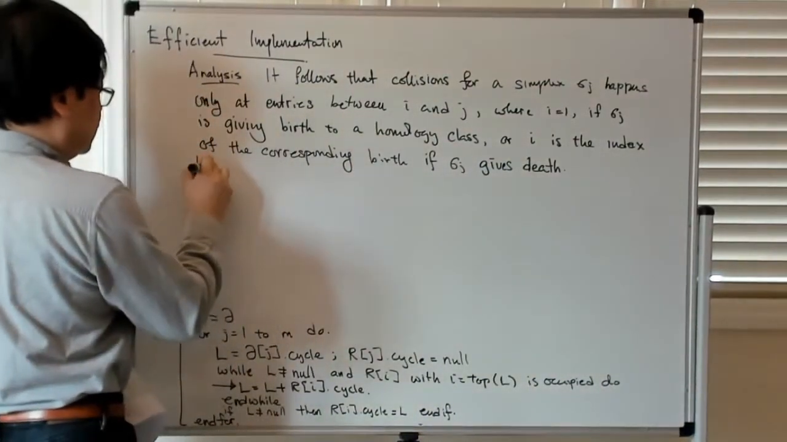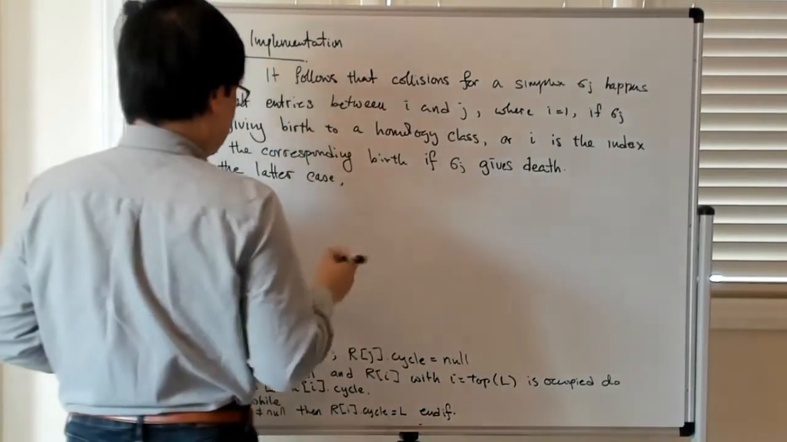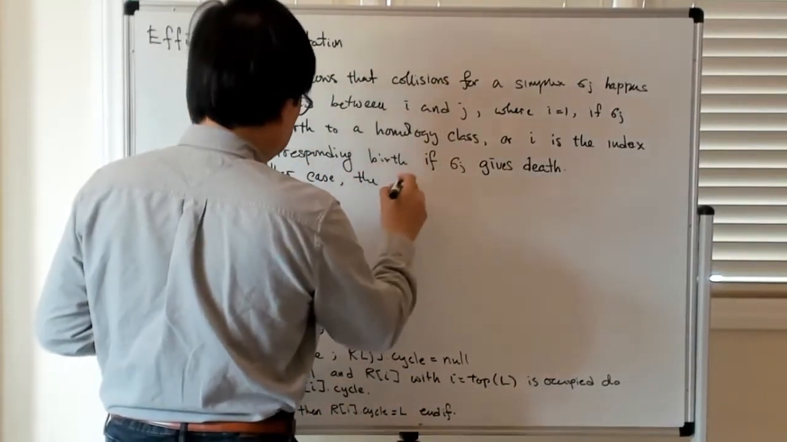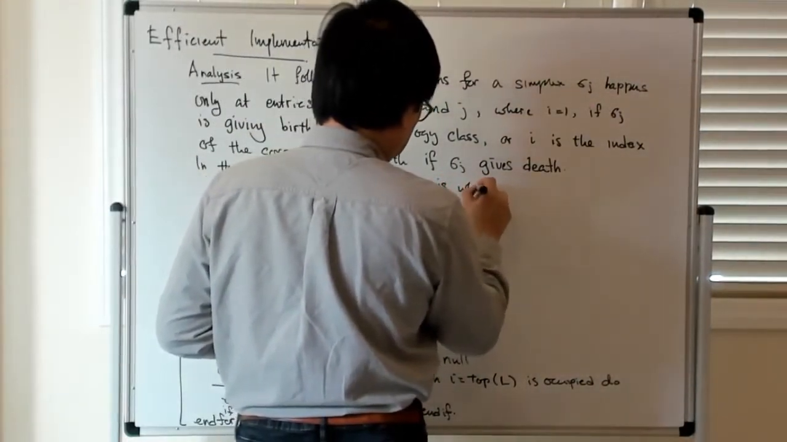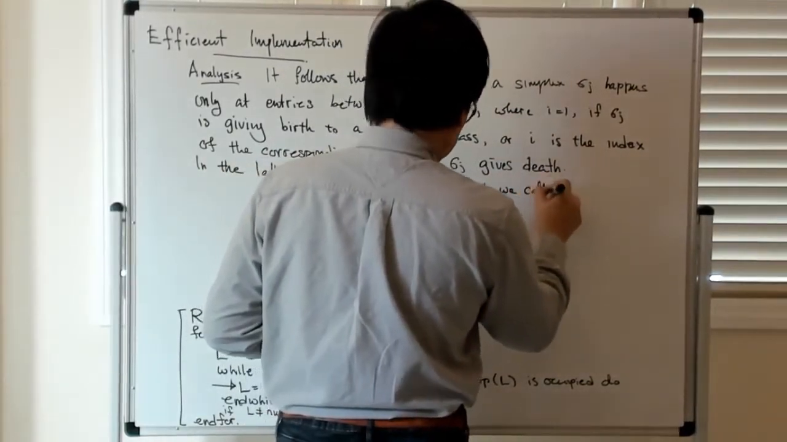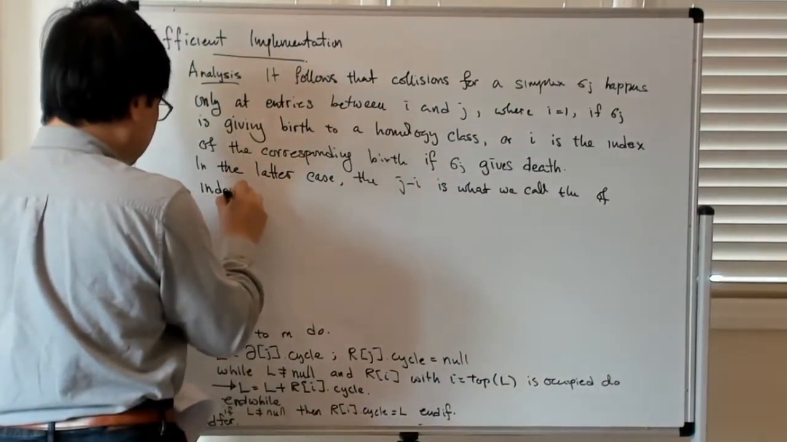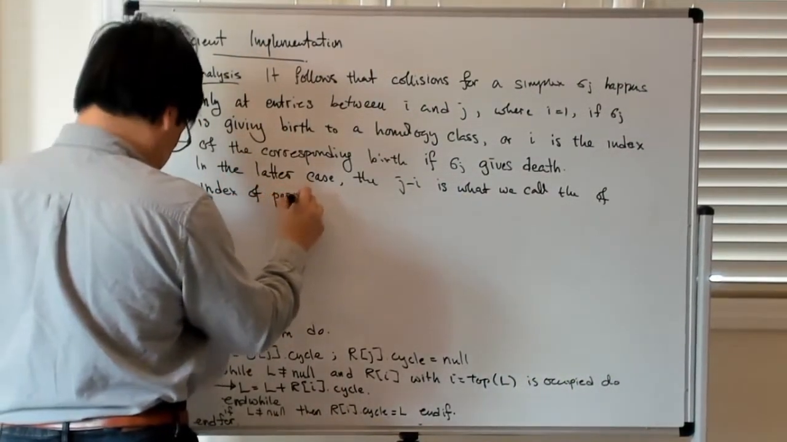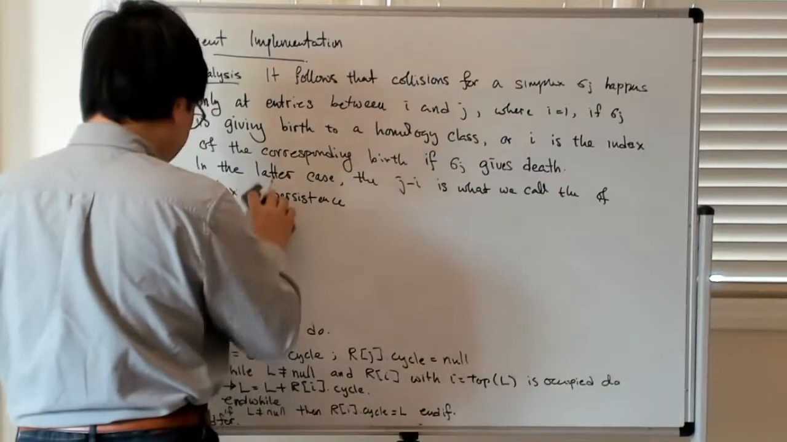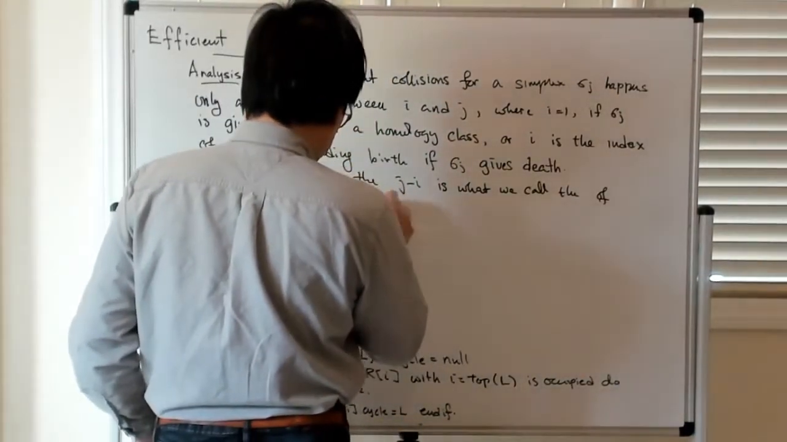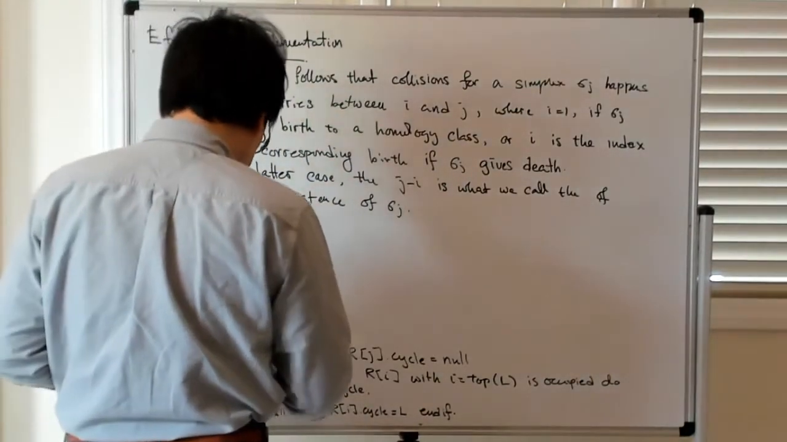So in the latter case, J minus I is what we call the index persistence of sigma j. Right, so now let's consider this in a loop for sigma j.